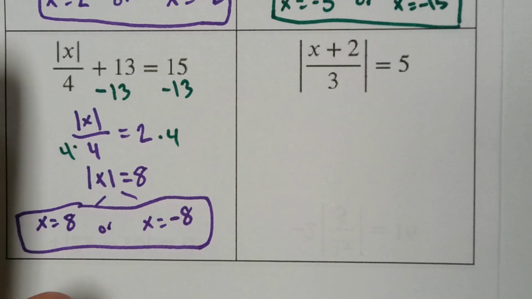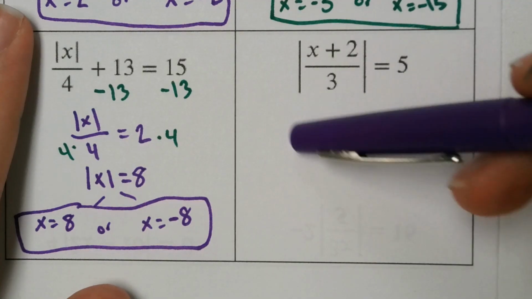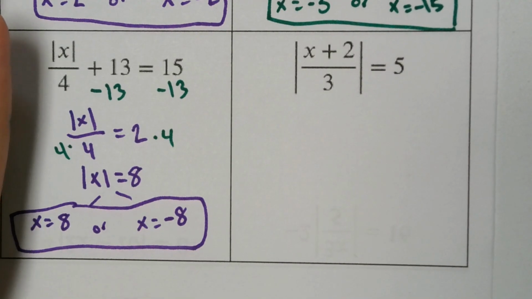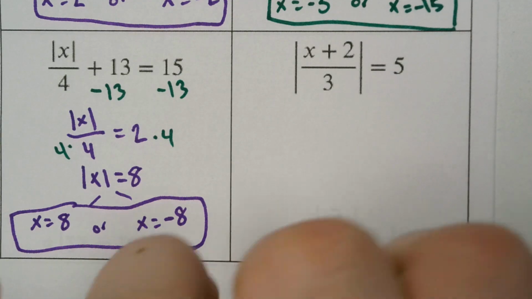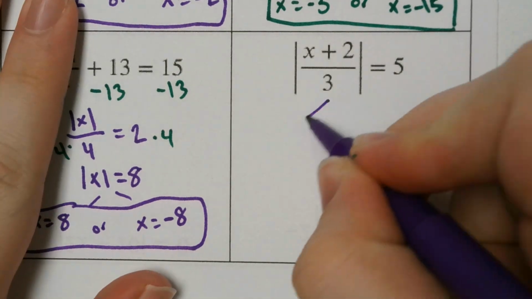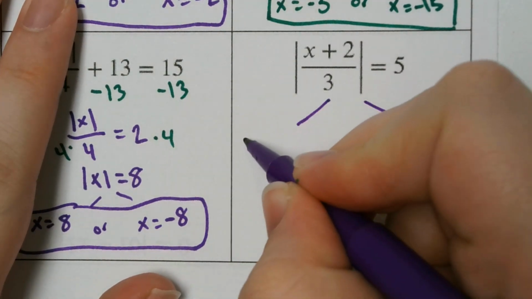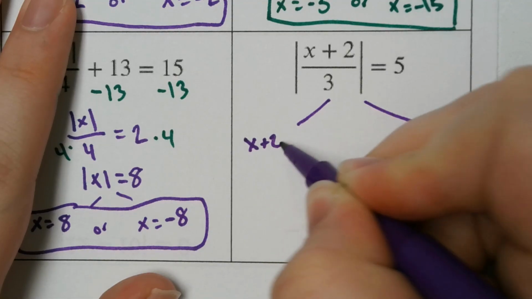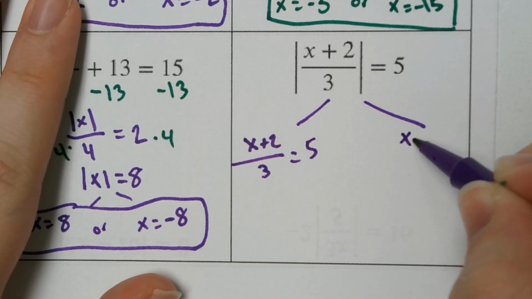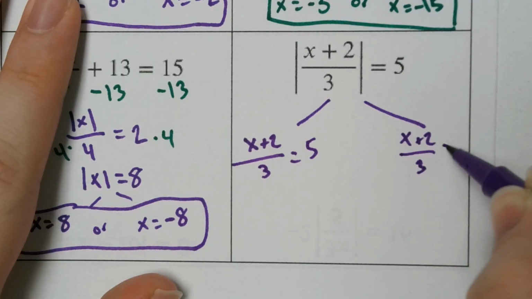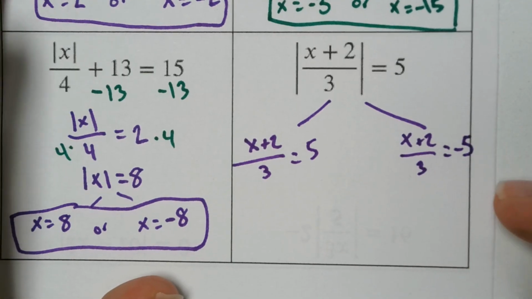Awesome. Okay, this one. Do we have anything outside of our absolute value? Nope. So our first step here is to split into two equations. So we have x plus 2 over 3 equals 5, and x plus 2 over 3 equals negative 5.